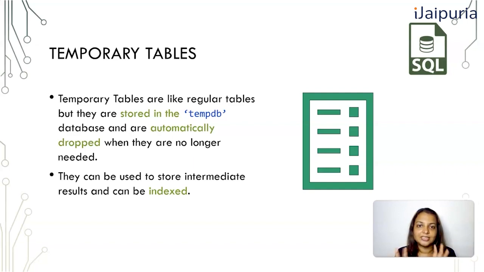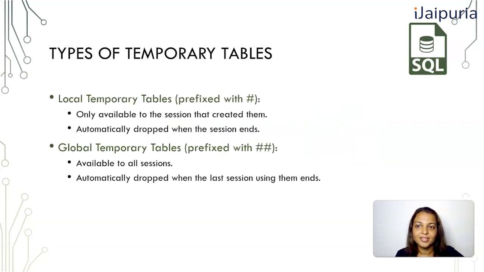So that is why this creates a temporary view or a temporary table just for us. Now they can be used in order to store intermediate results, and yes, because it's a table, it can be indexed as well. Apart from that, we will also understand that there are two types of temporary tables that we have here. So we have the local temporary table and the global temporary table.